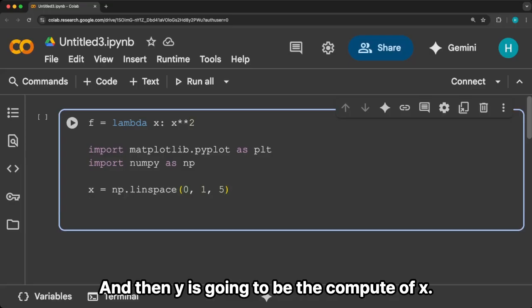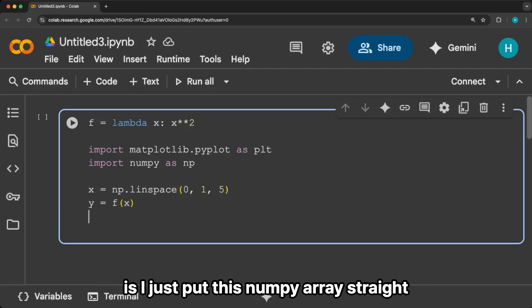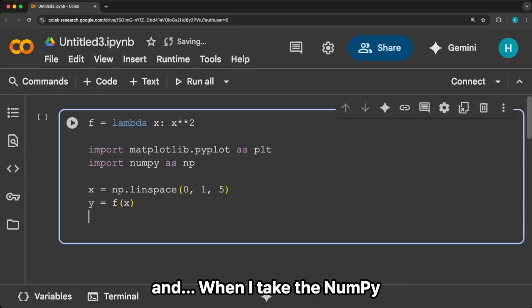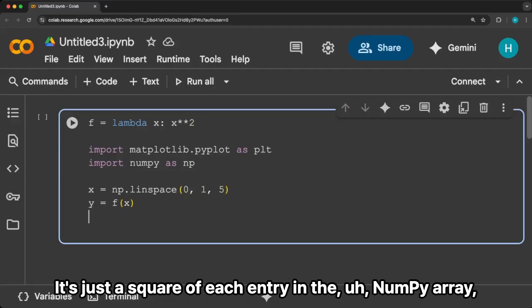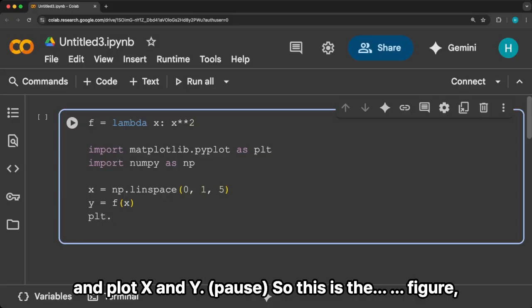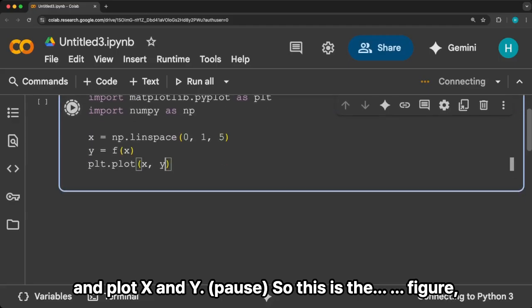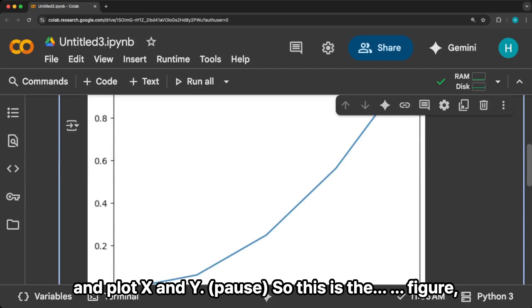Okay, and then y is going to be the computation of x. In this code, I just put the numpy array straight into the formula, and when I square the numpy array, it's not the matrix square, it's just the square of each entry in the array. So I have the same size array for y, and then I plot x and y.